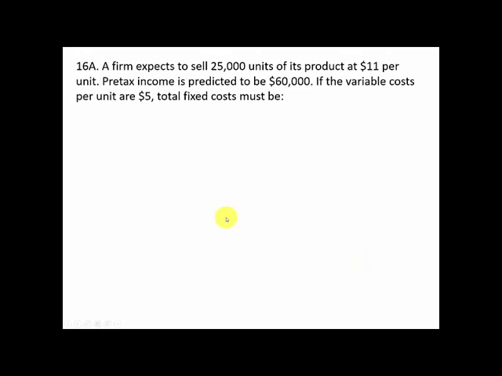Number 16A. A firm sells 25,000 units of its product at $11 per unit. Pre-tax income is predicted to be $60,000. If variable cost per unit is $5, total fixed cost must be what? Alright, this is the idea you need to keep in mind. Sales minus variable cost equals contribution margin, minus fixed cost equals pre-tax net income. This is the structure we're going to use. We're going to fill in what we know and solve for what we don't know, which is fixed cost.